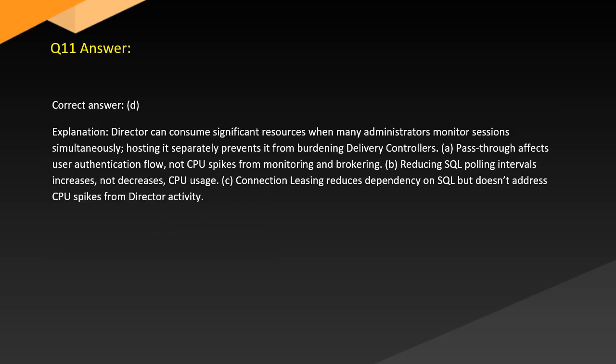Answer. Correct answer: D. Explanation. Director can consume significant resources when many administrators monitor sessions simultaneously. Hosting it separately prevents it from burdening delivery controllers. A. Pass-through affects user authentication flow, not CPU spikes from monitoring and brokering. B. Reducing SQL polling intervals increases, not decreases, CPU usage. C. Connection leasing reduces dependency on SQL but doesn't address CPU spikes from Director activity.